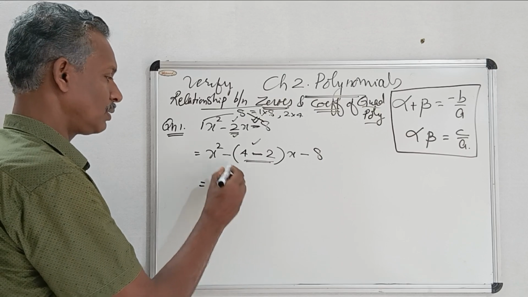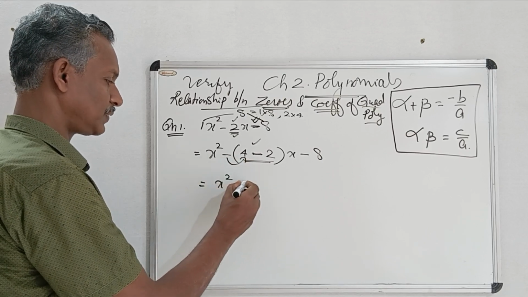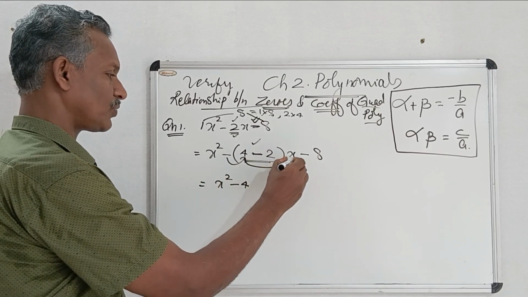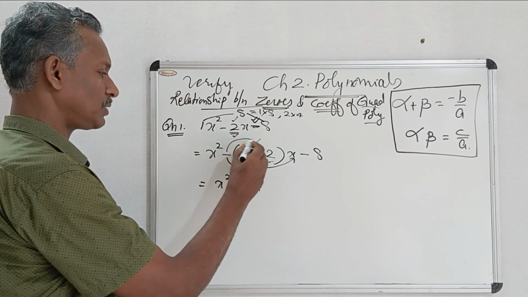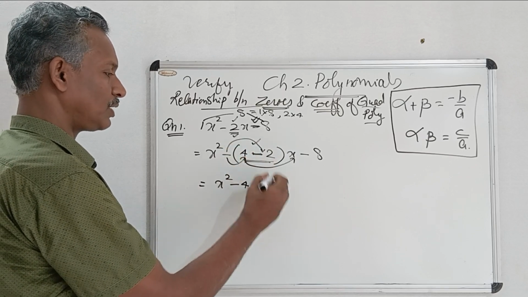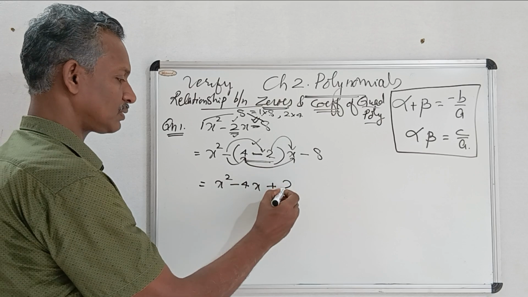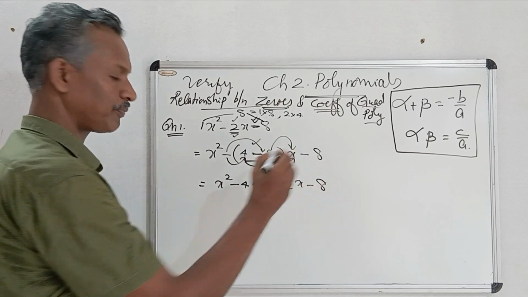x square minus 4, minus 4, and then x also here, minus 4x. Minus into minus, it is plus. And 2 and x, that is 2x, plus minus 8.